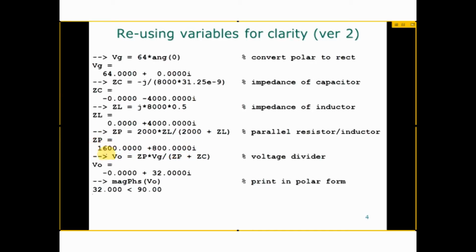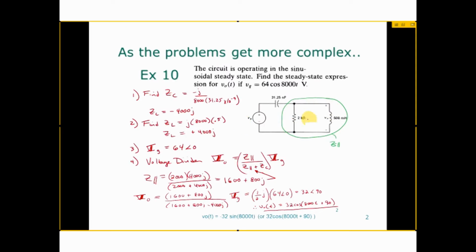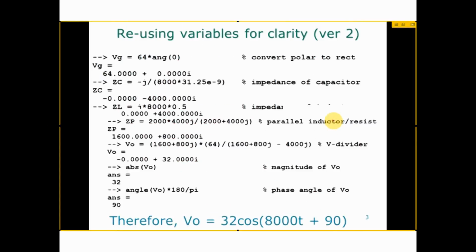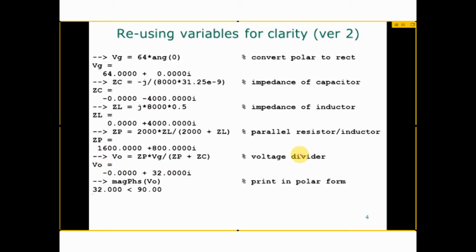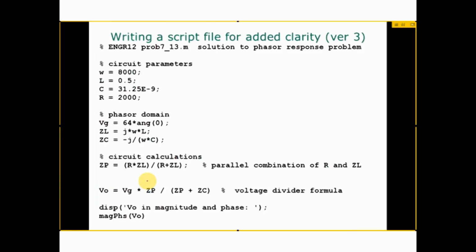And then you can use ZP by saying VO equals Z parallel times VG over Z parallel plus ZC. Again, it's just a voltage divider formula with 2 impedances. That's this thing: Z parallel times VG over Z parallel plus ZC. And so that's how you can make much better use of your time by using MATLAB to take care of all the number crunching for you. Then at the end you convert that into polar form, and that's your phasor solution.